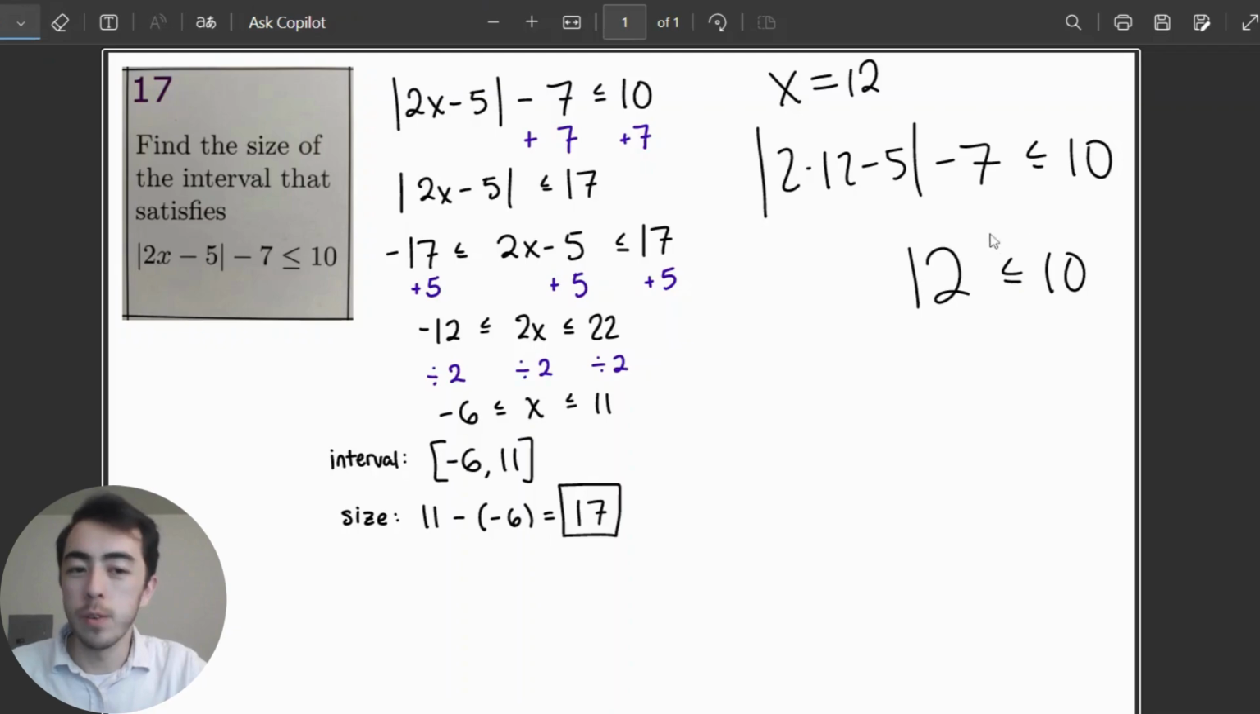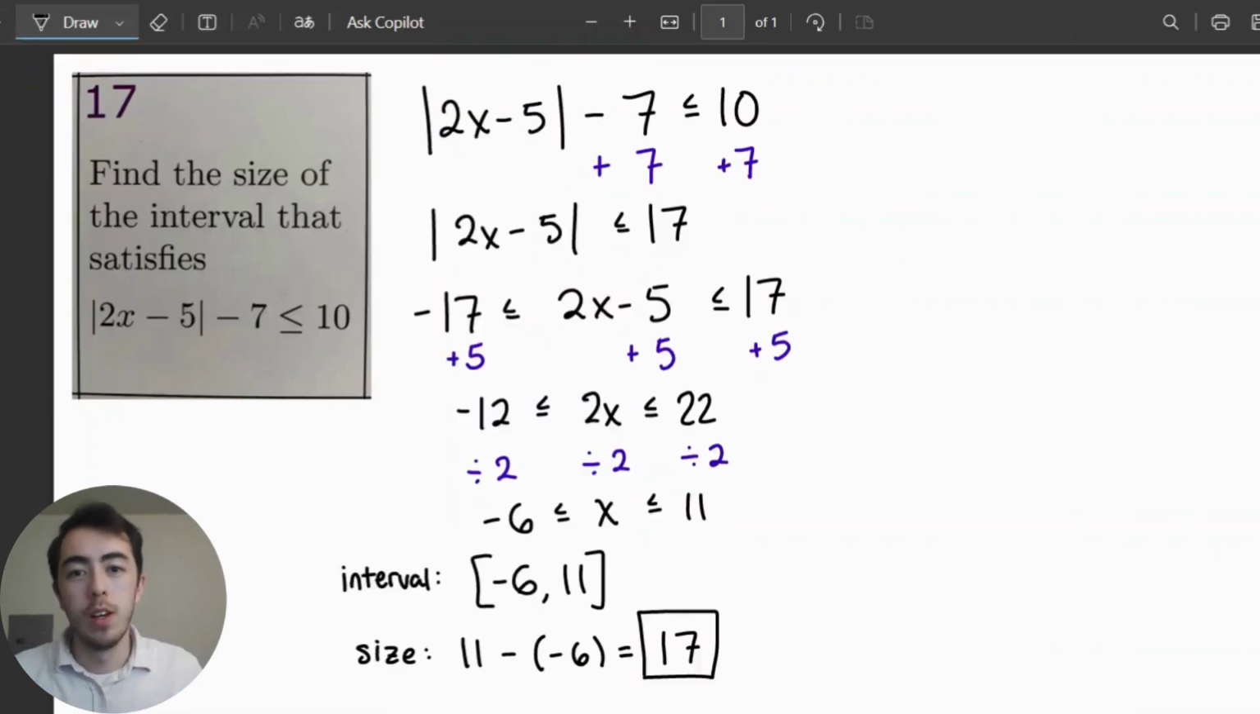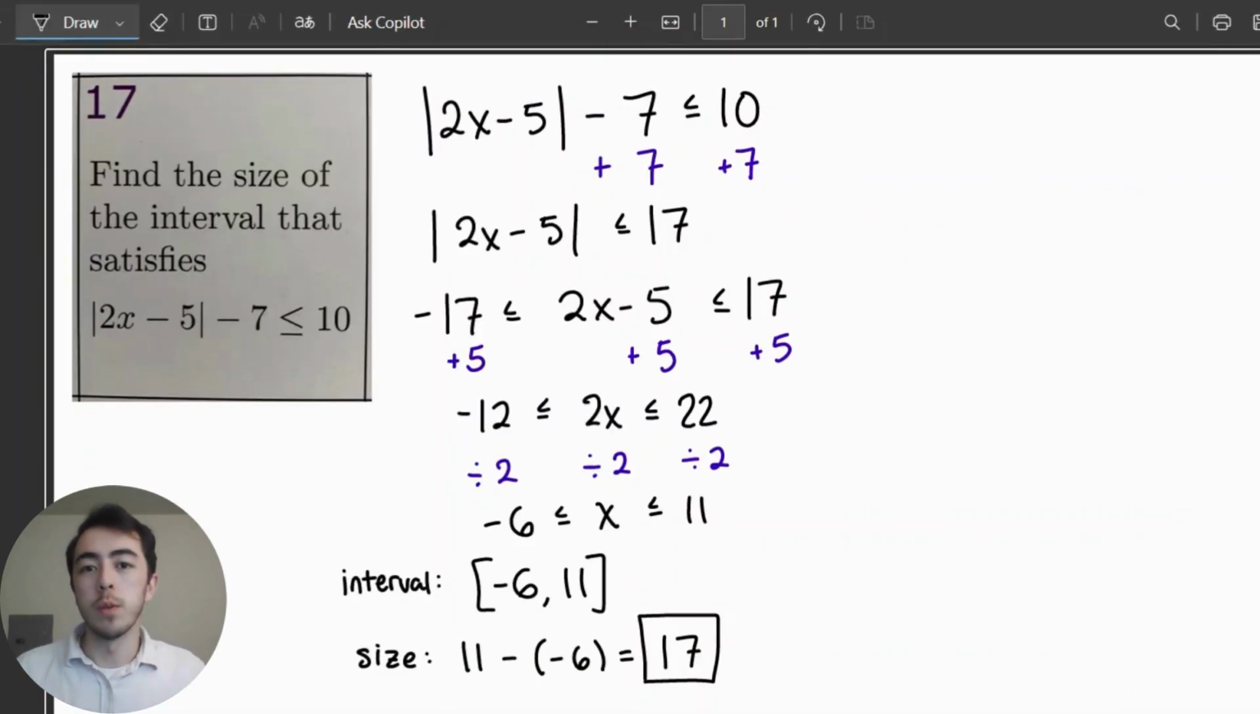And this is a weird result. 12 isn't less than 10. So this inequality doesn't make sense, which is actually totally fine because the input number that I did was not in my interval to begin with. Well, I hope that last little bit gives you just that much more trust that my interval is the one that satisfies that inequality. And then, 11 minus negative 6 gave us 17.